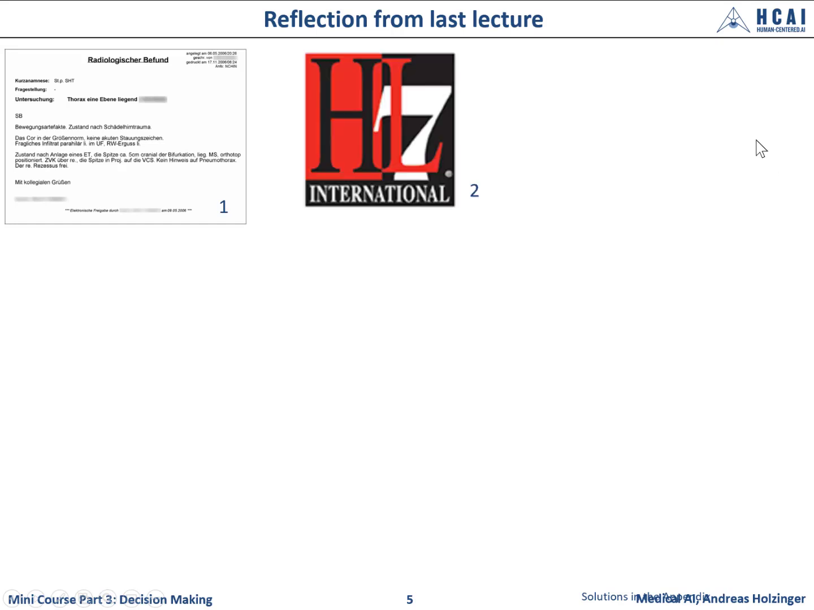Next image. Yes, this is the official logo of Health Level 7. This is an international standard for transfer of clinical data in medical information systems, and this is called after the OSI 7-level model, and therefore it is called HL7, Health Level 7. Next image, what can you see here?